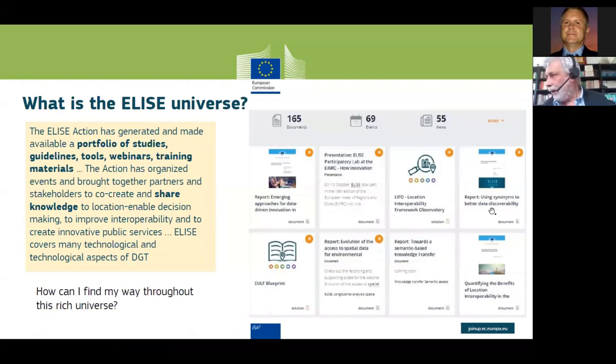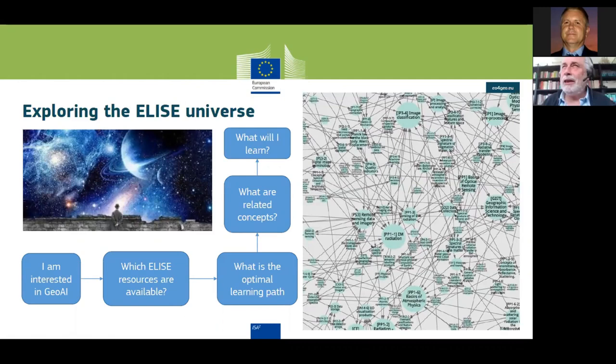And I will give one example. At the right, you see a very complex picture. It's not the ELISE universe yet, but it's the Earth observation and geospatial universe that we have captured in a body of knowledge. And that's how this universe is looking like. But usually these universes are quite complex. There are many aspects to it.